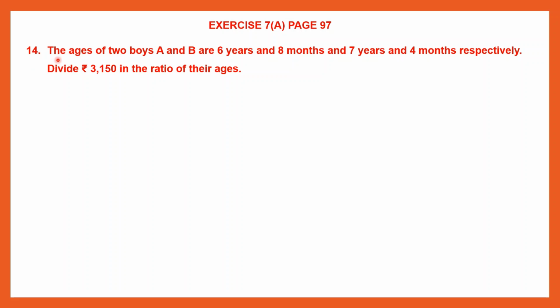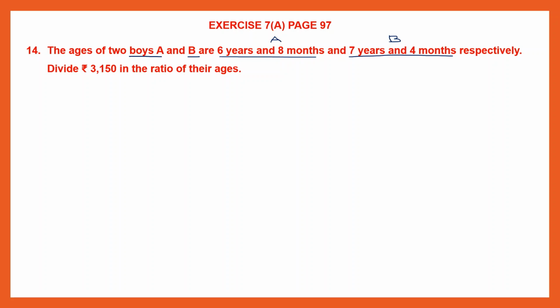Okay, let's read this. The ages of two boys, A and B, are 6 years and 8 months and 7 years and 4 months respectively. That means, when do we use this word respectively? When we are talking about numbers and mentioning certain other numbers immediately after it. So here we are saying boys A and B. This is the order. So the ages also, this will be for boy A and the second number will be for boy B. That's why we are saying respectively.